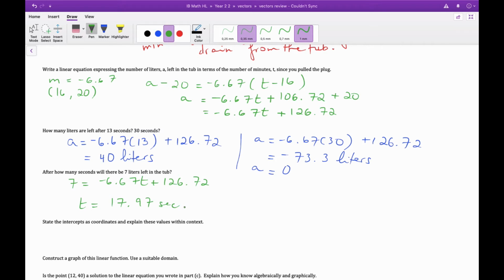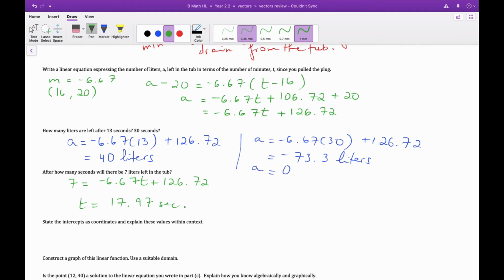Or we could also solve it algebraically and we should get the same answer. Either way, is one better than the other? Nope. One is not more efficient than the other. That was pretty quick, though. Desmos is super fast and efficient. All right, the next question says, state the intercepts as coordinates. Explain these values within context.